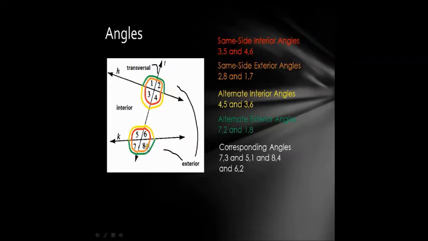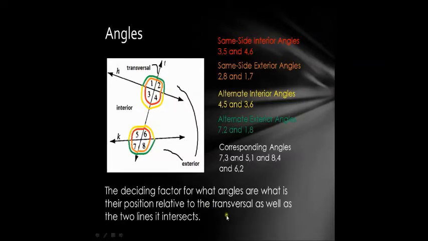And the corresponding angles are angles that have the same position relative to their little group of 4 angles. Like, this group is 4 and this group is 4. So, an example of corresponding angles would be 7 and 3. They're both on the bottom left-hand side of their group of 4. And the deciding factor for what angles are what is their position relative to the transversal and the two lines that intersect. Okay.